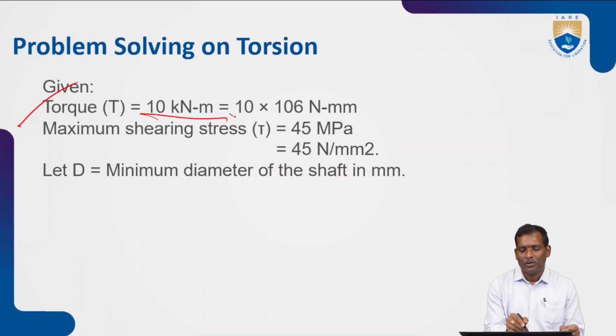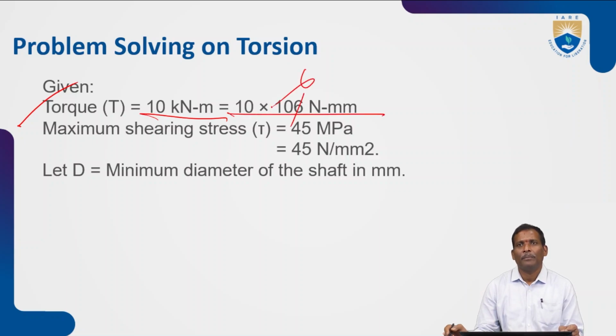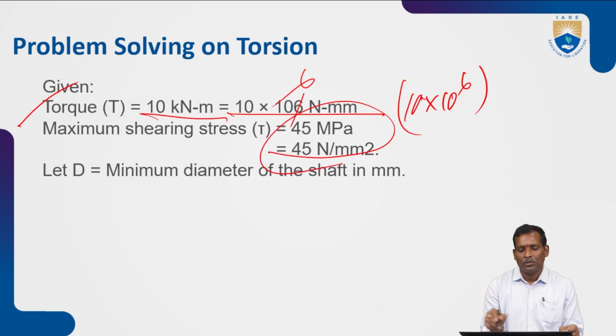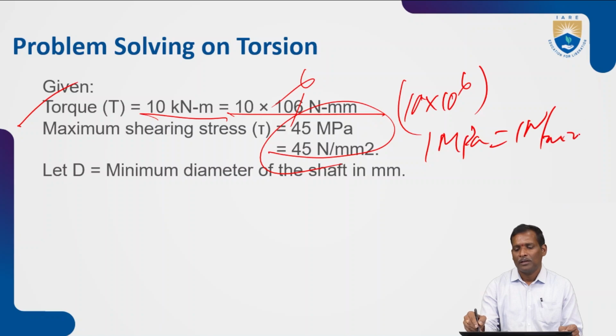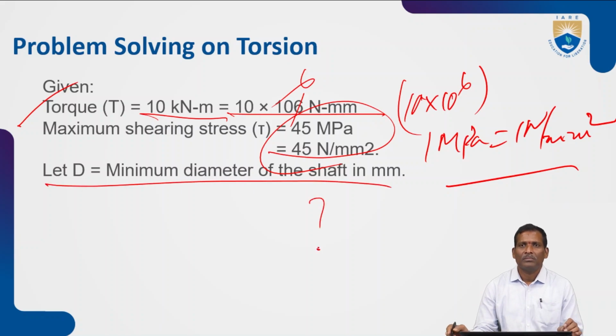converted into Newton mm: 10 into 10 to the power of 6. Similarly here also, 45 Newton per mm square. So 1 megapascal is equal to 1 Newton per mm square. So let D be the minimum diameter of the shaft. We don't know it; we have to calculate.